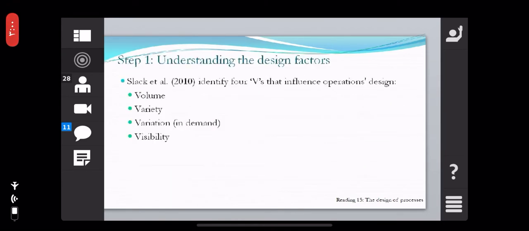The second thing we learned here is the 4 V's. Okay guys, these four things influence your operation: volume, the quantity; variety, the diversity; variation in demand, meaning sometimes your output goes up and down; and visibility. Visibility, of course, for most things we order we cannot see the process, right guys? Especially when you order something online, you cannot see any kind of process. Anyways, any questions?